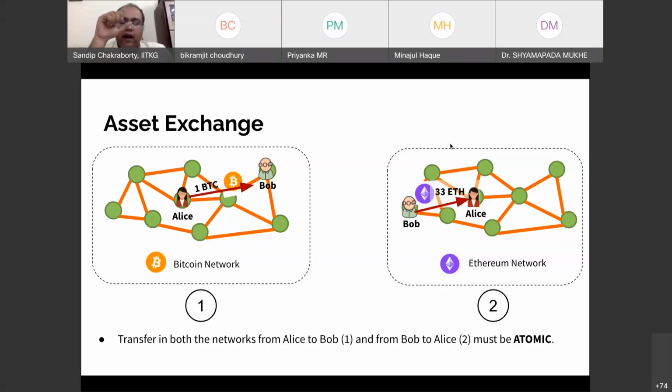Now, the interesting thing is that to ensure security in this kind of cross-chain asset transfer architecture, we need to ensure that these two transactions, transaction one, where Alice is transferring one Bitcoin to Bob, and transaction two, where in Ethereum network, Bob is transferring 33 Ether to Alice, need to be atomic. And what do we mean by atomic transactions? Atomic transactions mean either both the transactions will succeed or both will fail.